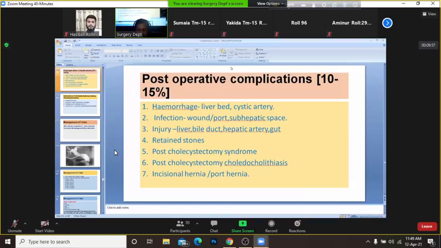It is laparoscopic cholecystectomy that has become the standard for the treatment of gallstone disease. Could you understand? Thank you, sir. Thank you, sir. Thank you. Any other question?